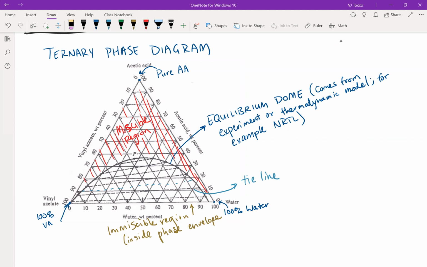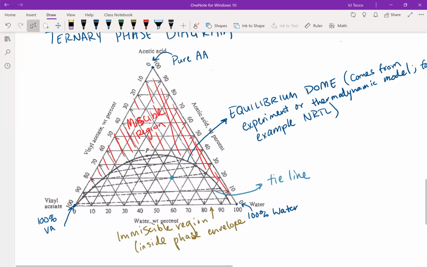A tie line is important because whenever you have a composition that lies within the immiscible region, let's say we had a composition here, you need to practice reading what this composition is. Just to yourself, see if you can figure out the percentage of vinyl acetate, acetic acid, and water for that point that I just drew in light blue. The answer is that it is 20% acetic acid, based on the horizontal line that is perpendicular to the pure acetic acid point up there. It is 30% vinyl acetate based on this line and 50% water based on that line. So that is the composition.